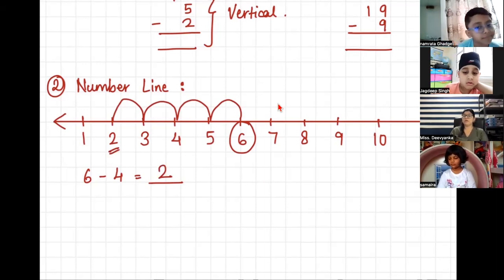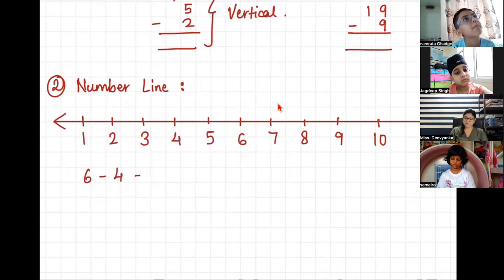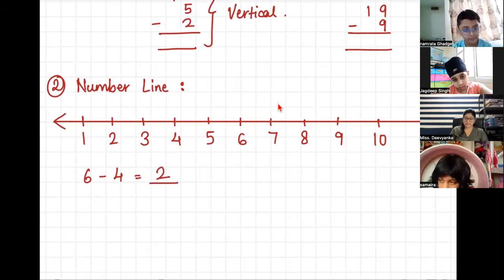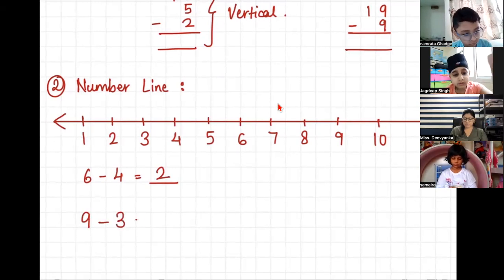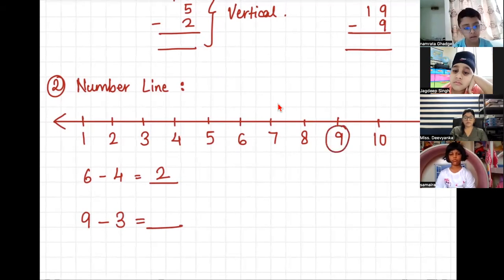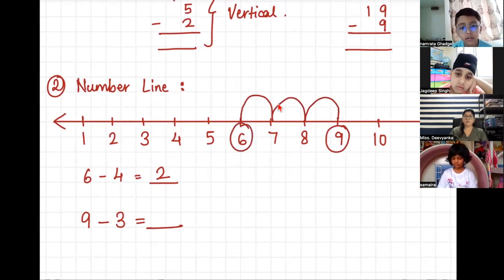Is that correct or not? Give me a thumbs up. Are you understanding? Perfect. Now let's take another example. Let me just erase this. So the answer is 2 here. Now another example, let's take 9 minus 3. What is 9 minus 3 equal to? Locate 9, go back 3 places. 1, 2, 3. Which number did you land on? Number 6. Hence 6 is your answer. This is the second method, using a number line.